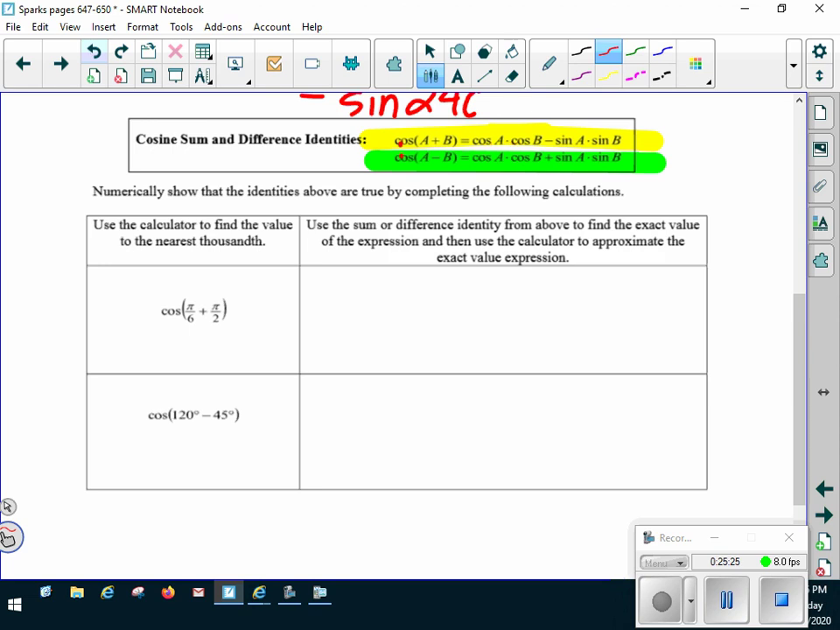All right. What am I going to put in the place of A? Pi over 6 and B? Pi over 2. So it's cosine of the first, cosine of the second. Oh, but if the trig functions stay the same, then the plus minus changes. Sine of the first, sine of the second.